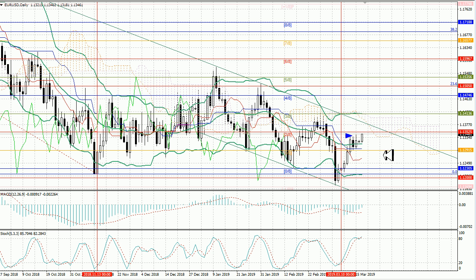The breakout of 1.1352 will give the prospect of further growth to the upper line of Bollinger Bands near 1.1413. The level of 1.1291, coinciding with Murray 1/8, is seen as the key for the bears. If it is broken down, the price may fall to 1.1230 and 1.12.